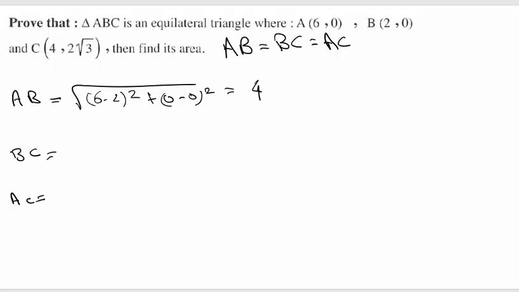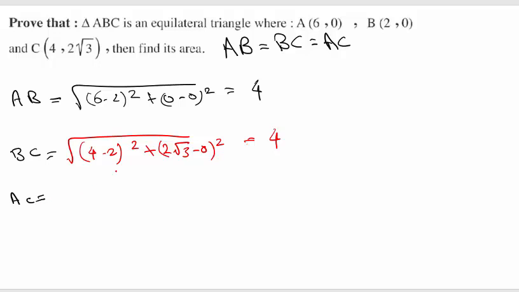Now let's do the same step for B and C. The square root of (4 minus 2) squared plus (2 root 3 minus 0) also raised to the power of 2, which is also equal to 4.